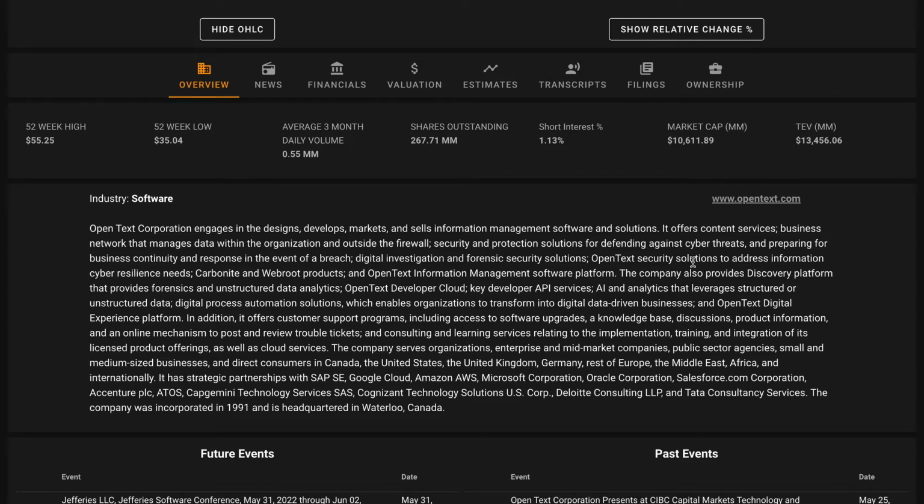OpenText Corporation designs, develops, markets, and sells information management software and solutions. The company serves organizations, enterprise and mid-market companies, public sector agencies, small and medium-sized businesses, and direct consumers globally. It has strategic cyber security and content management services, as well as data analytics partnerships with its blue-chip enterprise and consulting customers. The company was incorporated in 1991 and is headquartered in Waterloo, Canada.